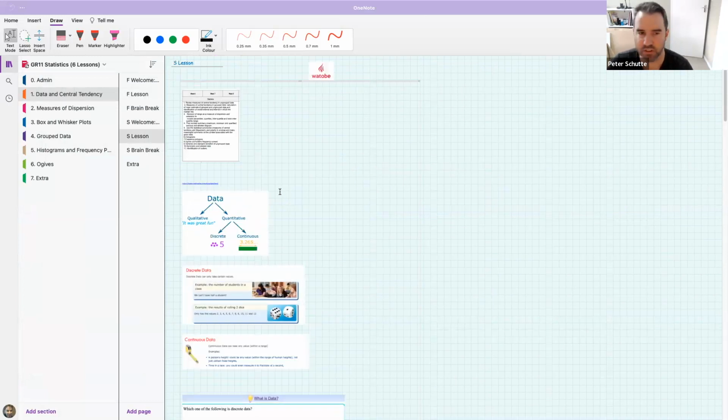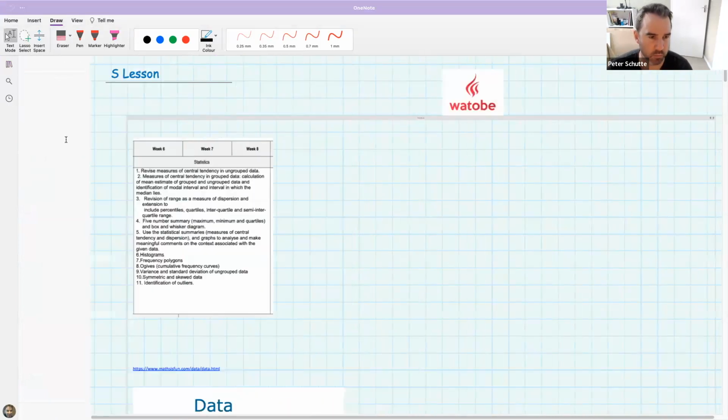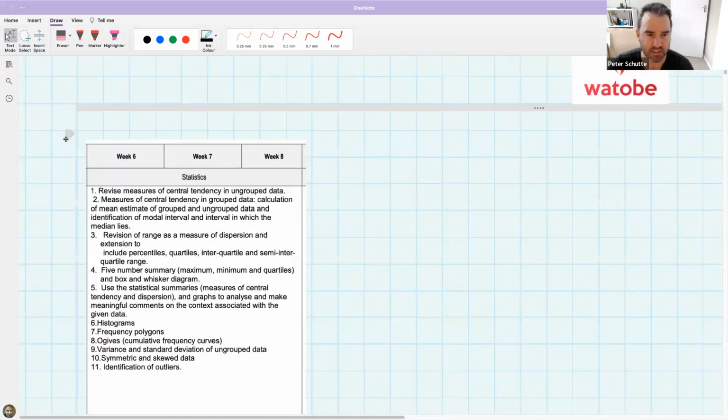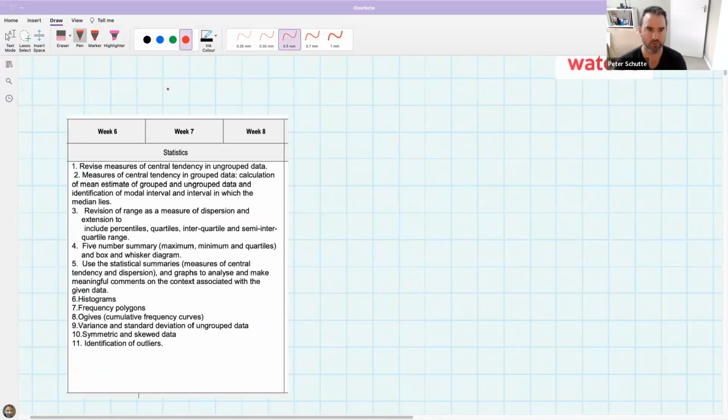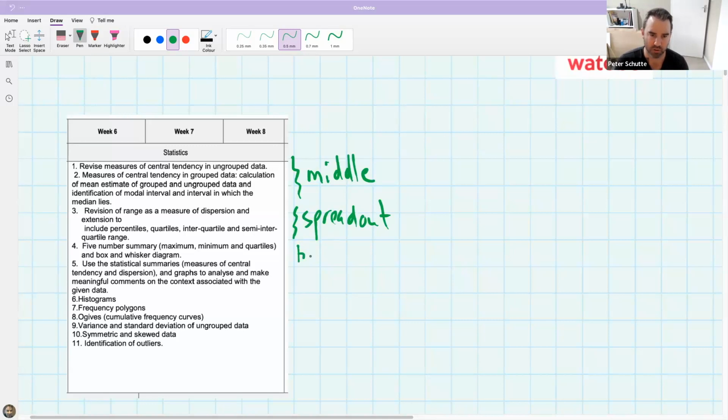So the very first thing I thought would be a good idea is to look at where we're going. If we look at this topic, we have 6 lessons or so. Today it's going to be around central tendency, or where the middle of the data is. The next lesson is about how spread out data is and how we measure that. Then we talk about the box and whisker plot, which is a graph that shows us information about a data set. Then we're going to talk about grouped data, so data in tables and data in summaries.